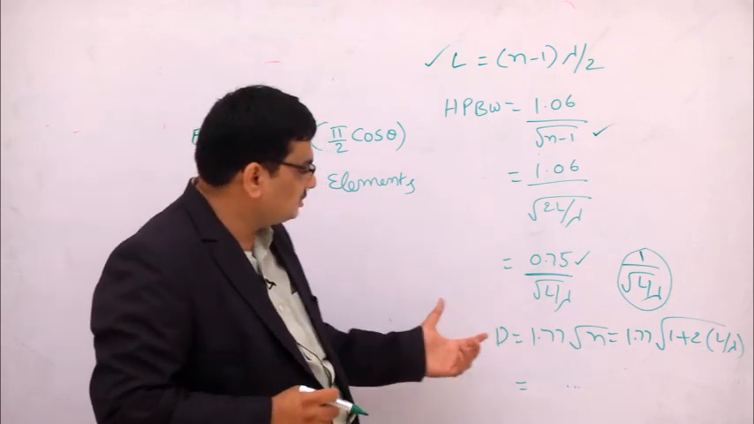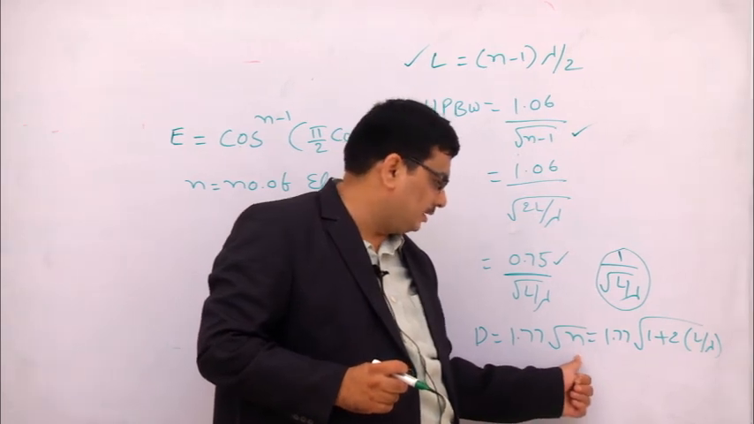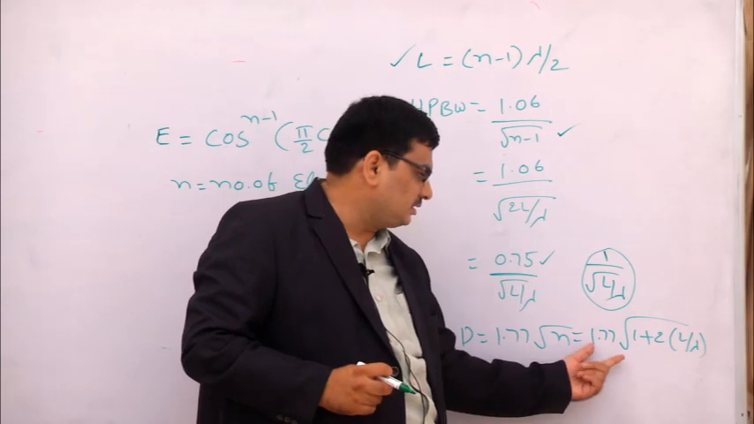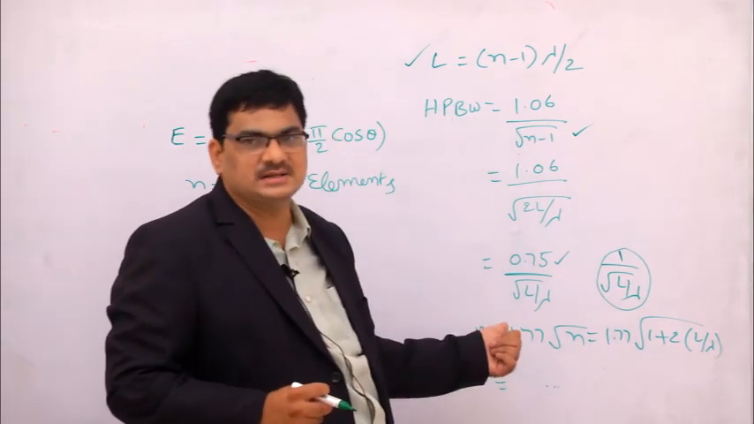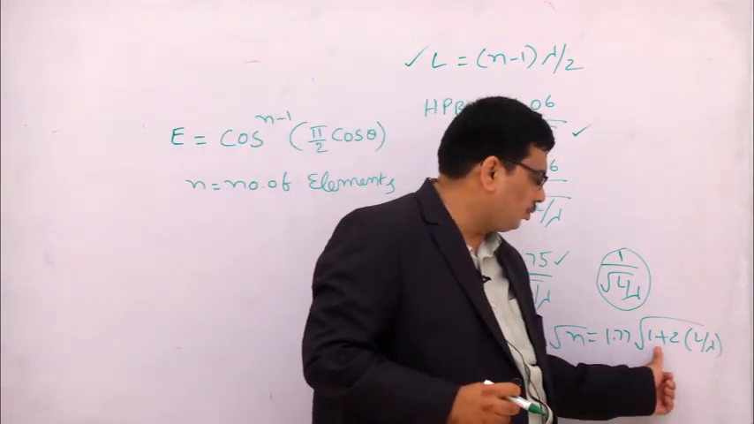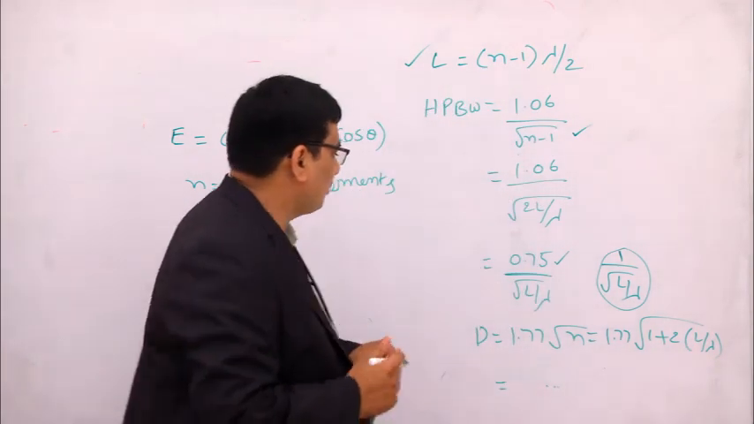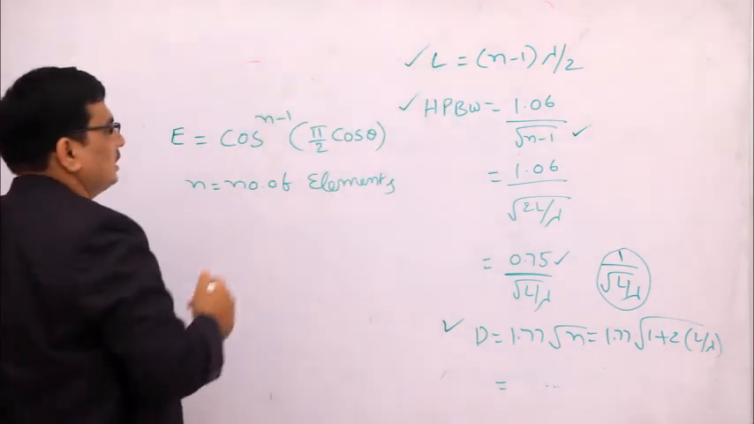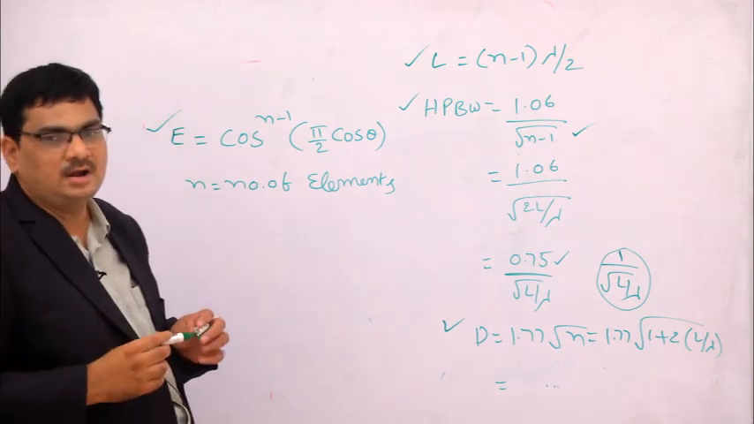And if you want to find the directivity, D is equal to 1.77 into root over n. As the number of elements increases, the formula is 1.77 into root over 1 plus 2 into L by lambda, and you get the directivity. So this is the formula for directivity, this is the formula for half power beamwidth, this is the length formula, and this is the total radiated field.